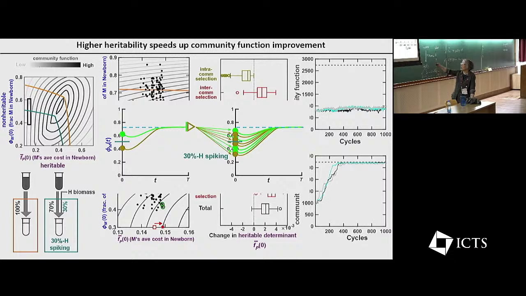And so essentially what it looks like is that when you do spiking, right, you're forcing, because by substituting part of the biomass with pure H, that's lowering the fraction of M. When you lower it, of course, it will go back up here again. So you have to do it every cycle, right? Every cycle you have to lower it so that you continue to shift this down here.